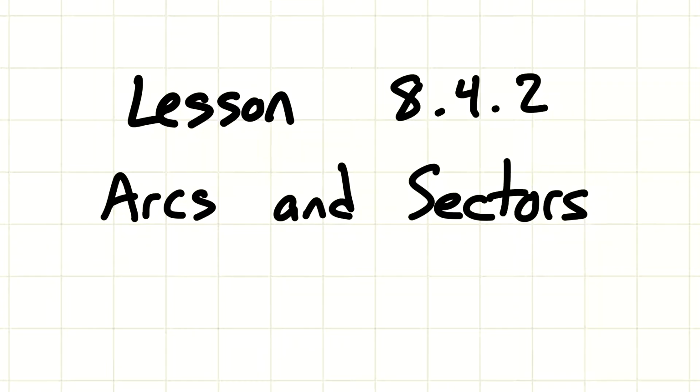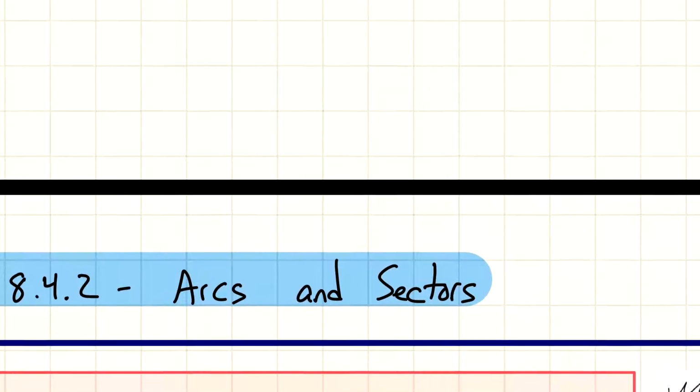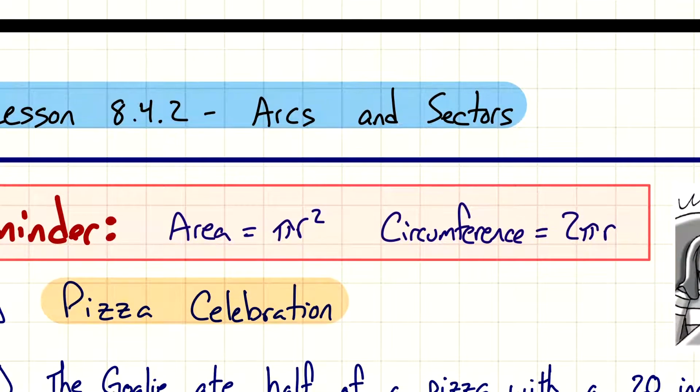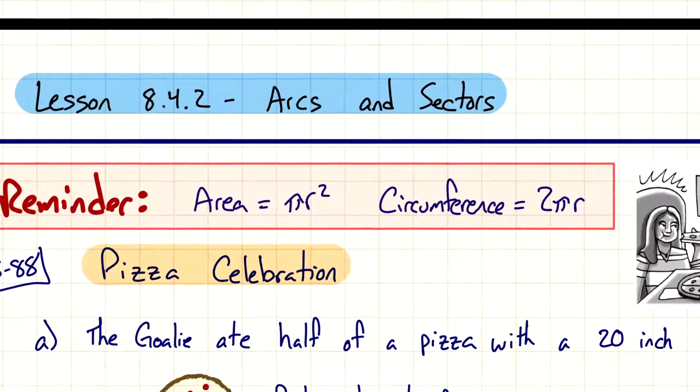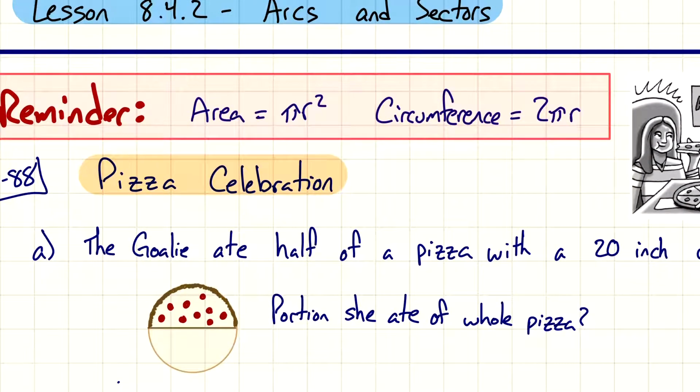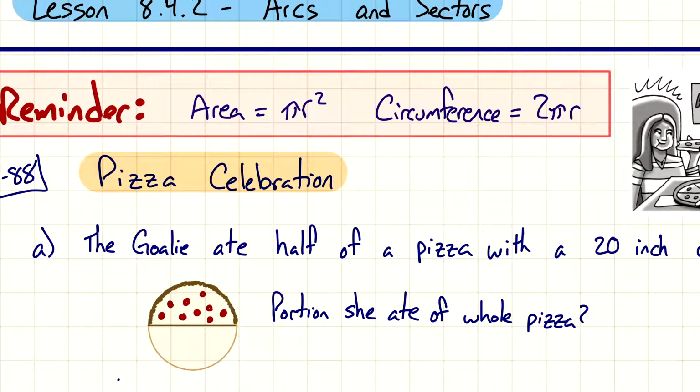Hey everyone, this is lesson 842 on arcs and sectors. This is an extension of the previous lesson where we've talked about area and circumference of a circle. So we're going to be looking at finding area and circumference of a circle, but maybe not the whole circle, maybe just a portion of it.